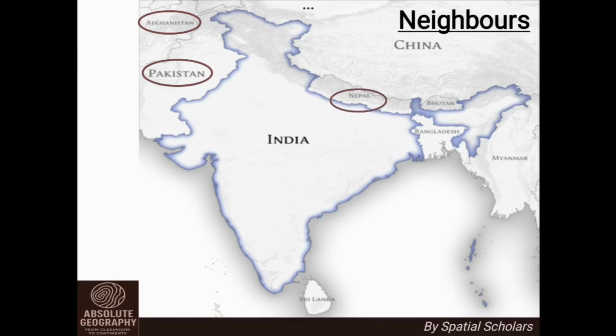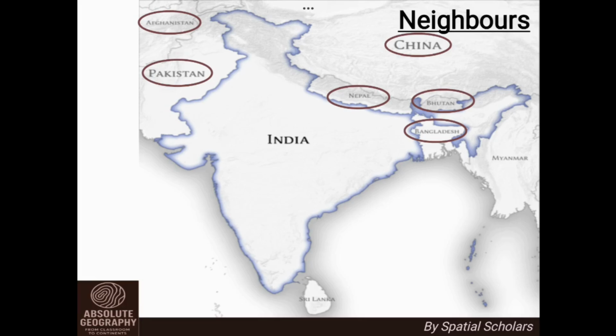In the north, we have Nepal, which acts as a buffer country between India and China. Then we have China, which is the largest neighbor that we have. On the northeast side, we have our smallest neighbor, Bhutan. On the eastern side, we have Bangladesh. This is the country which shares the longest border with India.